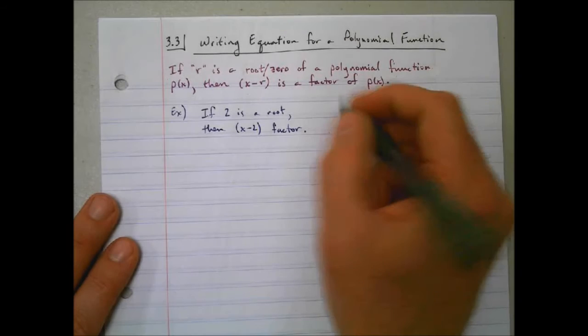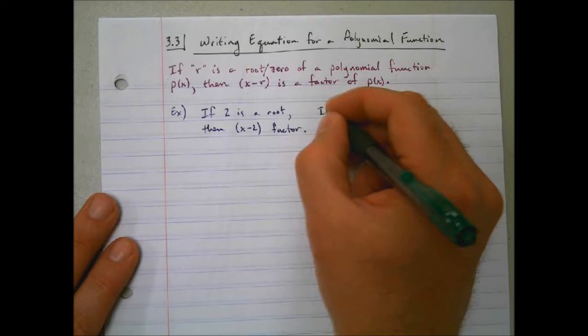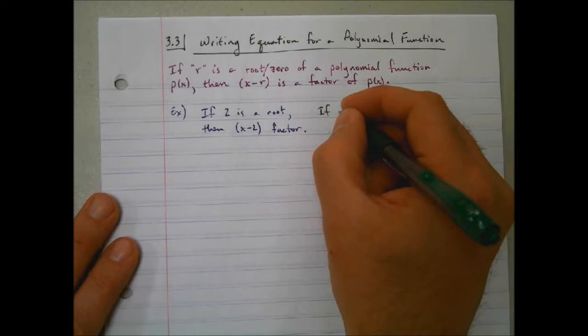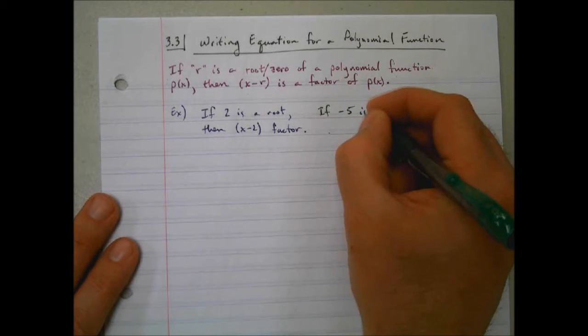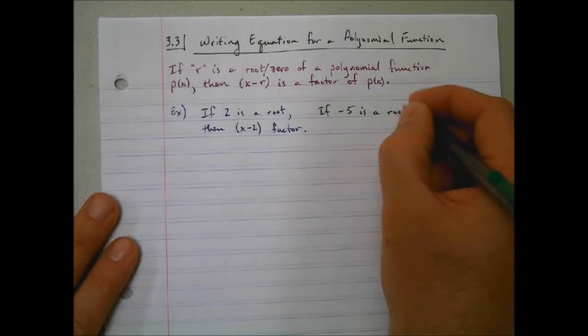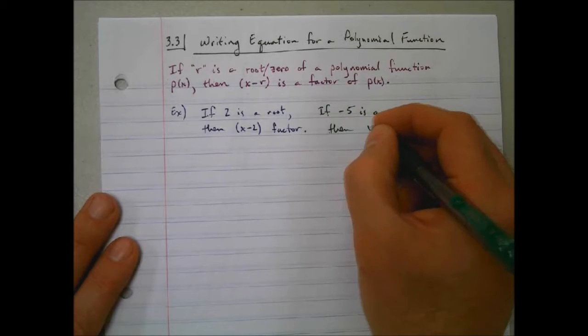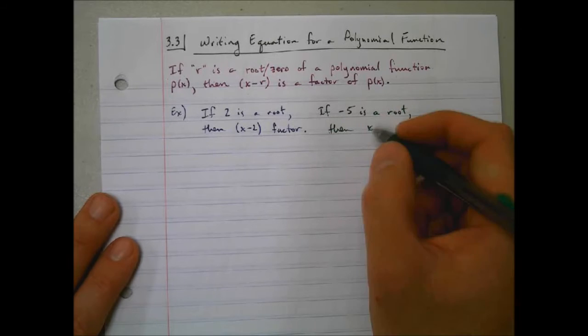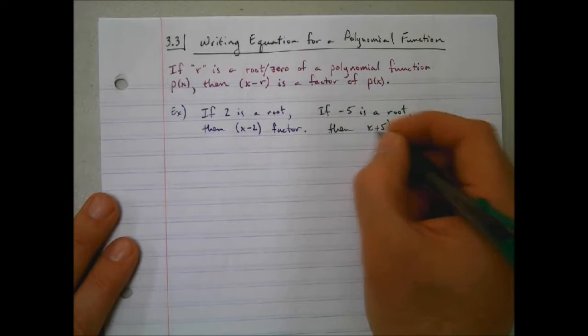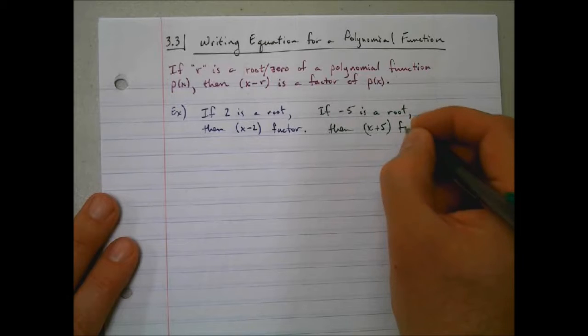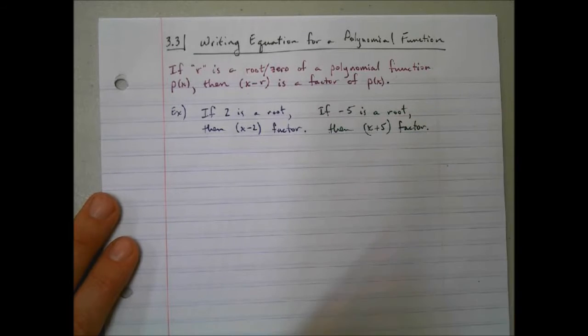If negative 5 is a root, then x minus a negative 5, or in other words, x plus 5, is a factor in the polynomial.